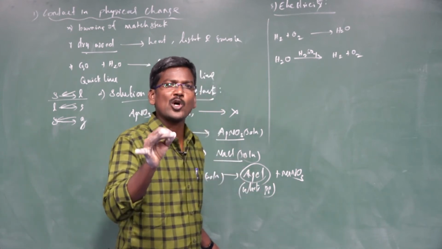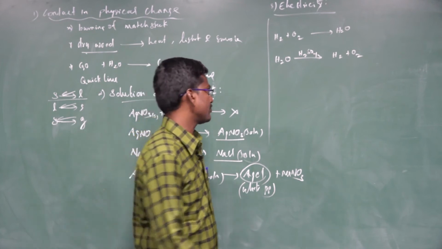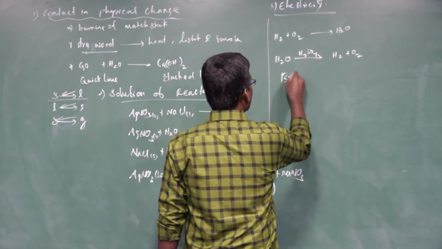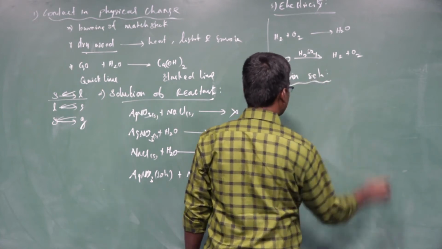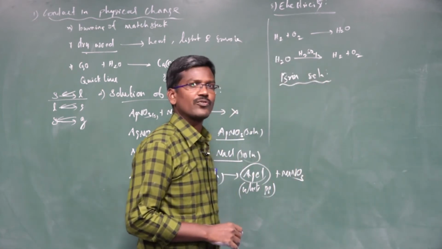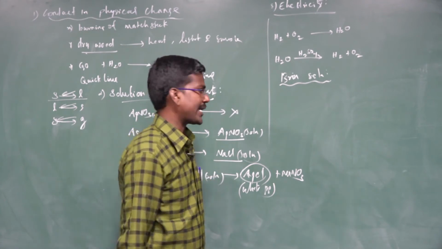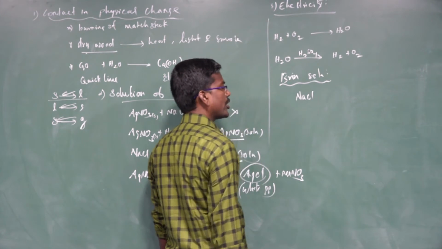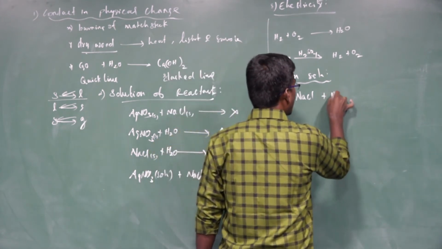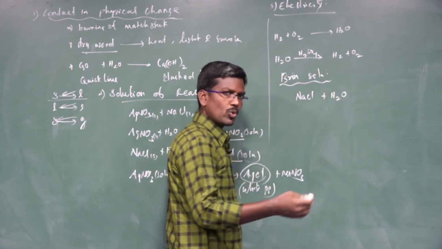A concentrated solution of sodium chloride in water is known as a brine solution. What is the meaning of a brine solution? A concentrated solution of sodium chloride in water. What is the formula of sodium chloride? NaCl. What is the formula of water? H2O. Sodium chloride is salt.